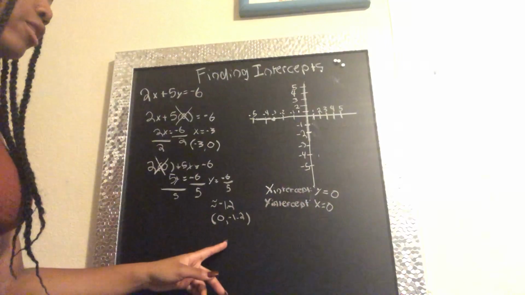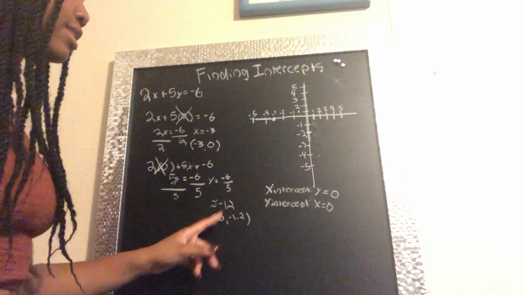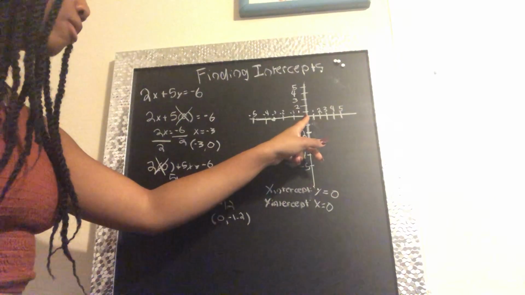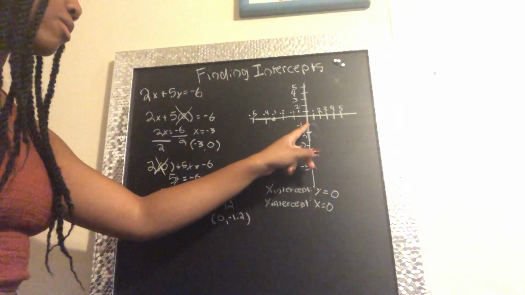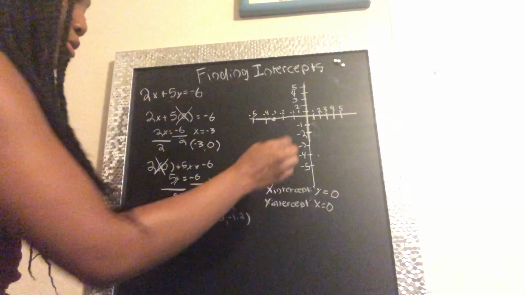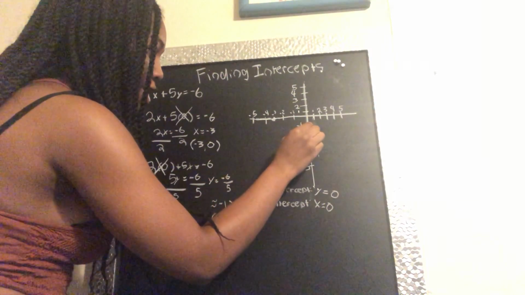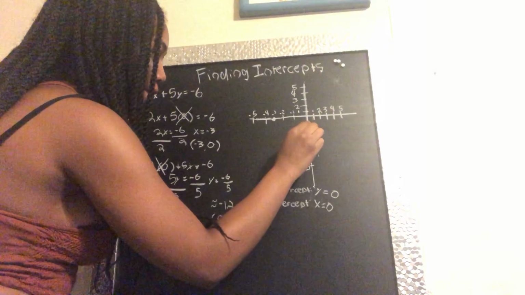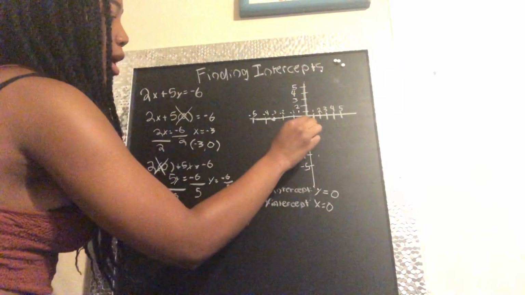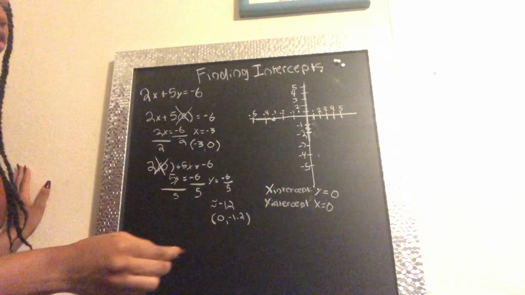Now let's plot our y-intercept. So x is 0 right here. Y is negative 1.2. So down negative 1, then we're going to do some great guesstimating here. Say 1.2 is about right there. Right there. And that is along our y-axis because that is our y-intercept.